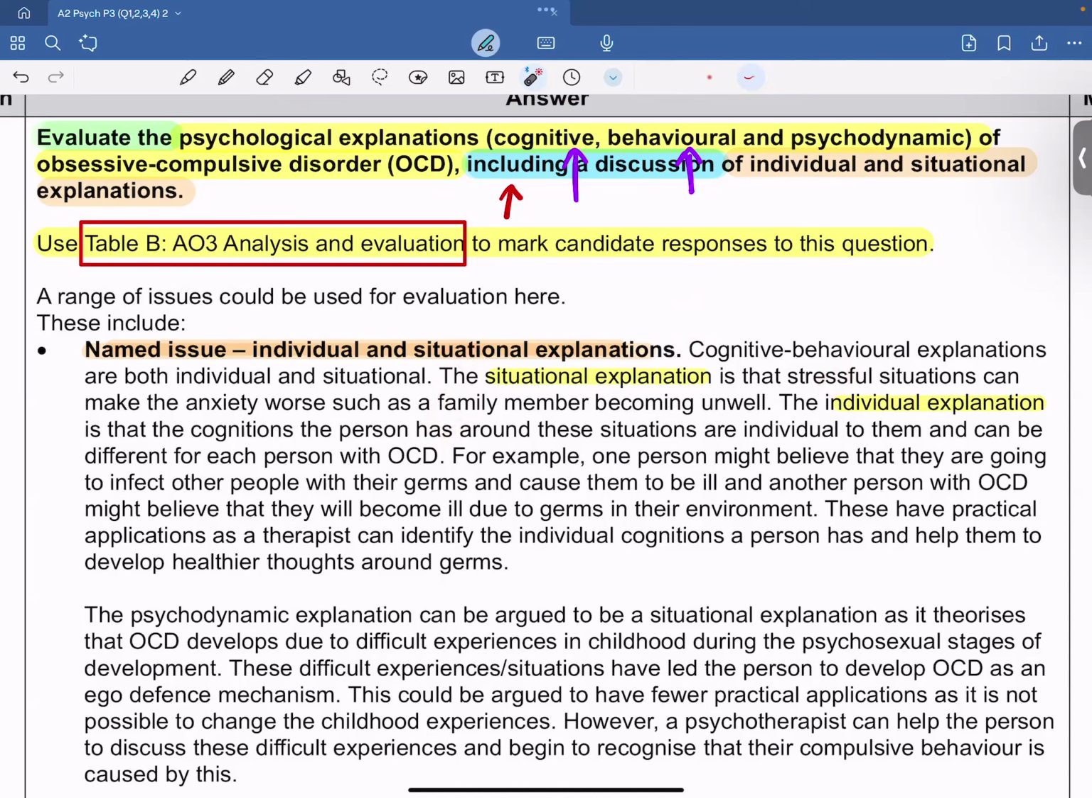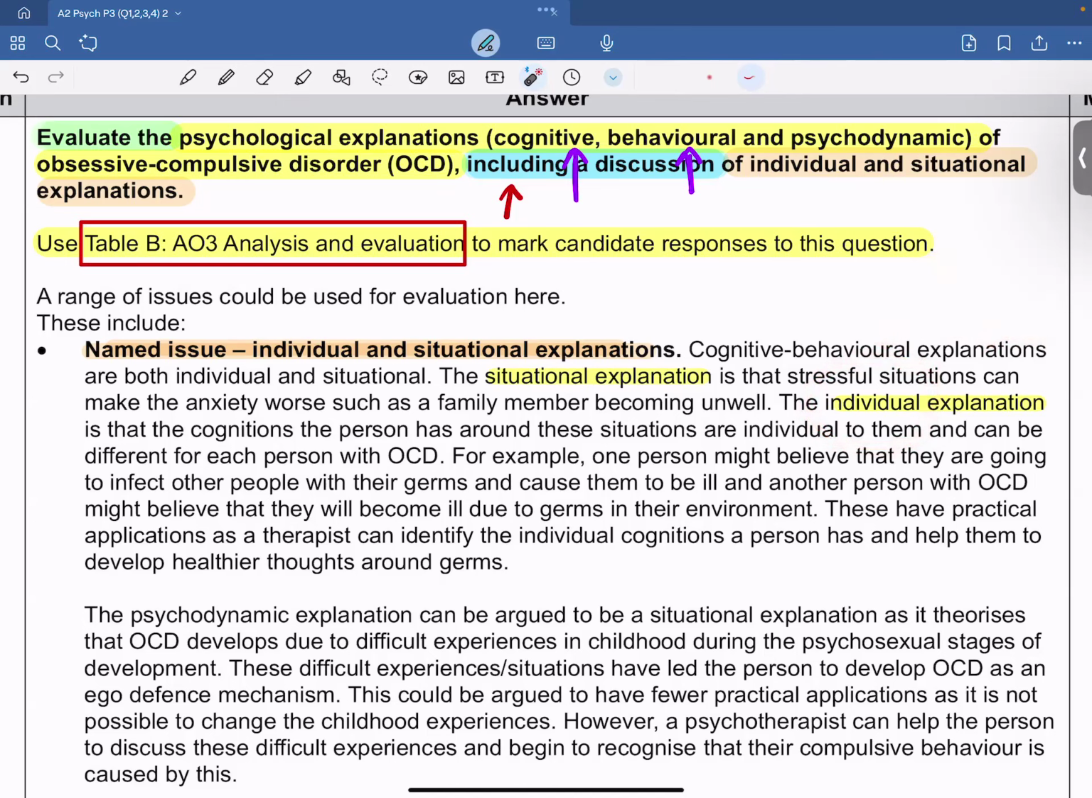For example, one person might believe that they are going to infect other people with their germs and cause them to be ill. And another person with OCD might believe that they will become ill due to germs in the environment. So, like I said, we are elaborating on the individual explanation, how two people going through the same situation might end up interpreting it in a different manner. And that, of course, has to do with the individual explanation. That, of course, has to do with your personality.